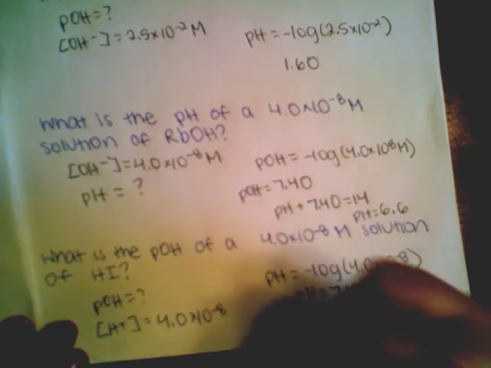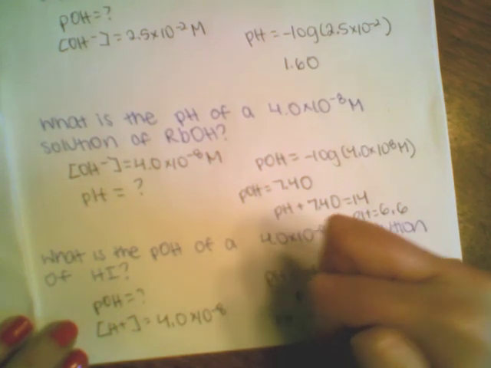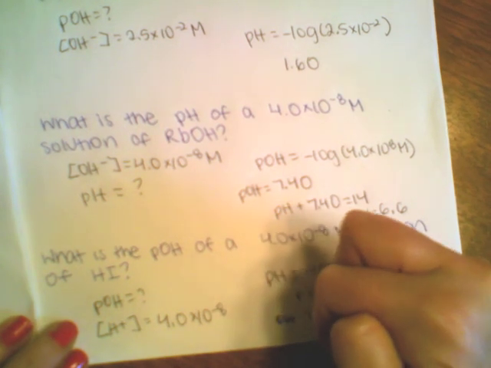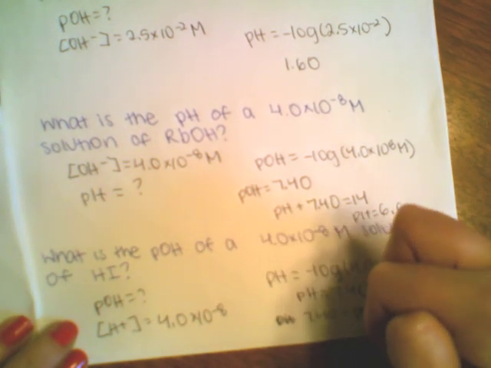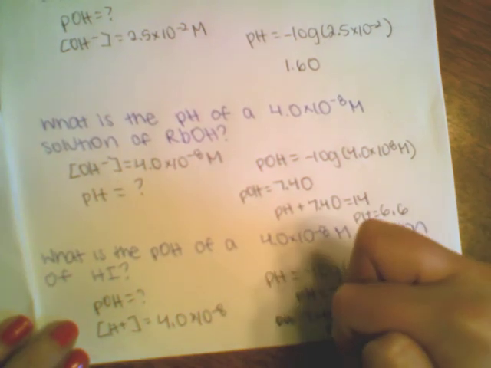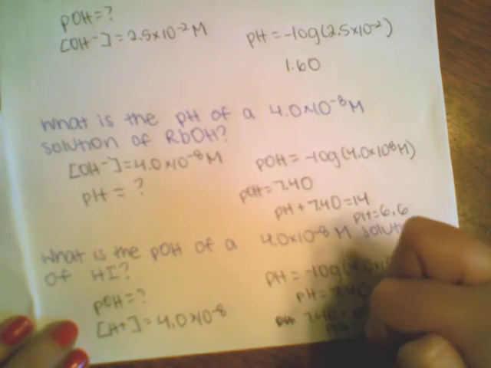And again, we're going to plug that into the equation where pH, that is our pH, 7.40, plus pOH, which is what we're looking for, is equal to 14. So in this scenario, you'll get pOH equals 6.6.